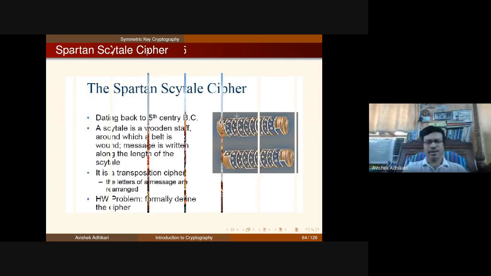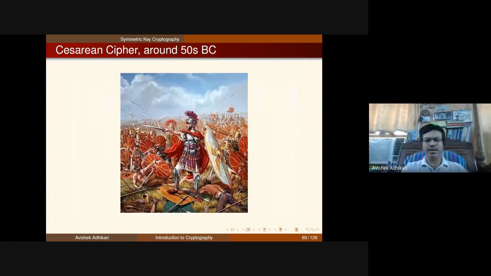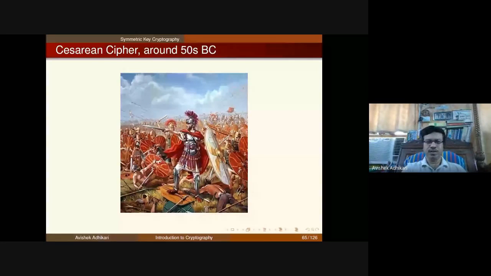Then another scheme is known as the Caesar cipher. It was again used in the 50s BC. It is quite interesting, since it was before Christ, so more than 2050 years back it was used. It was amazing.